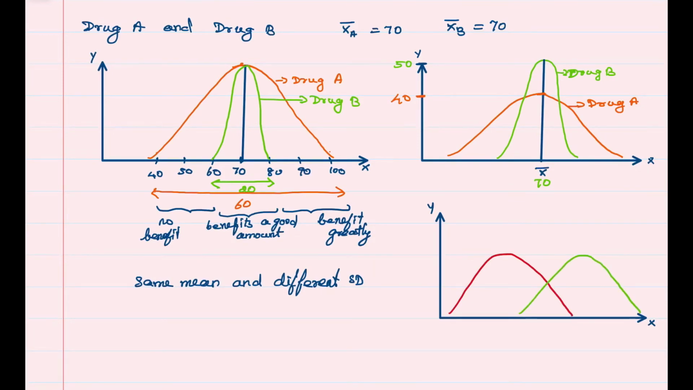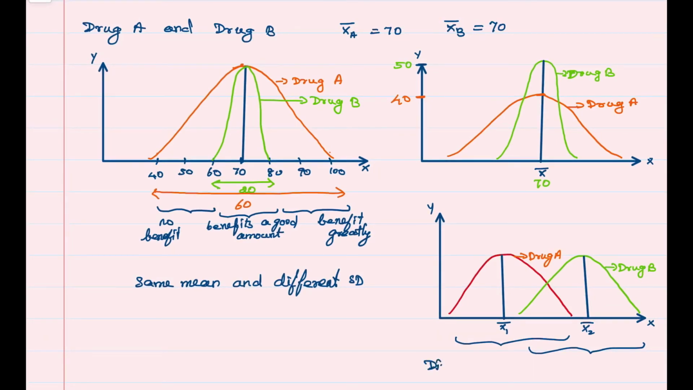Now see the third figure. Here the means are different. Let the mean satisfactory level of drug A be x1 bar and the mean satisfactory level for drug B be x2 bar. Measure of dispersion for both the curves is the same, but the satisfactory level for drug B is higher in this case because it is towards the right side of the x-axis, so the values will be more. So in this figure also, drug B is better than drug A. In this third figure, means are different and standard deviations are the same.